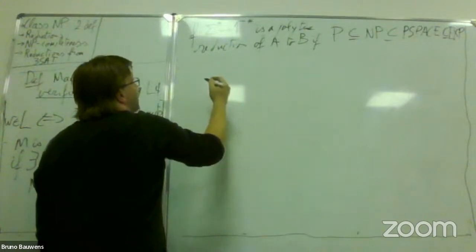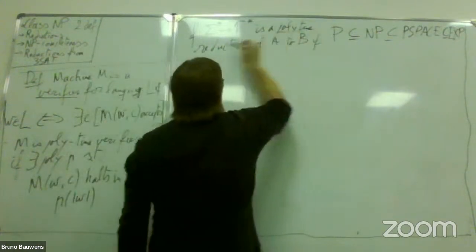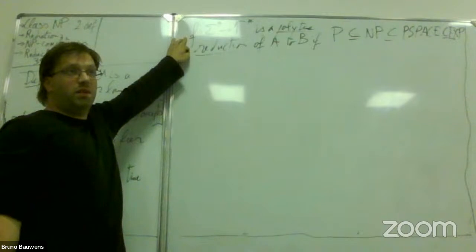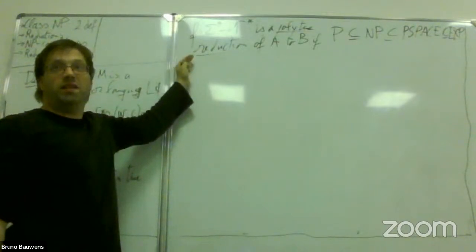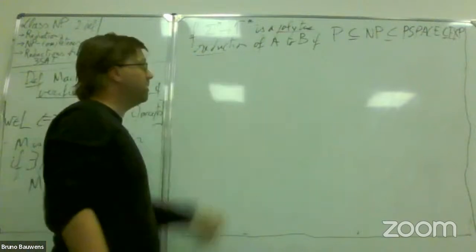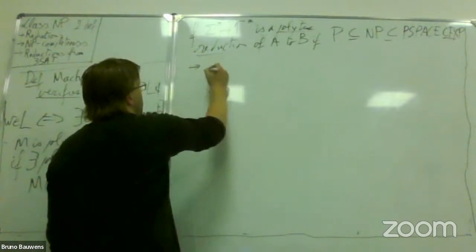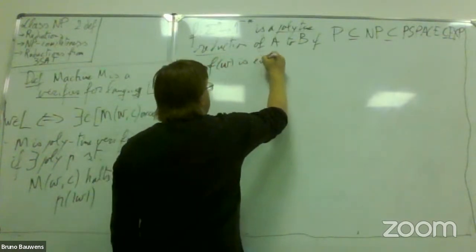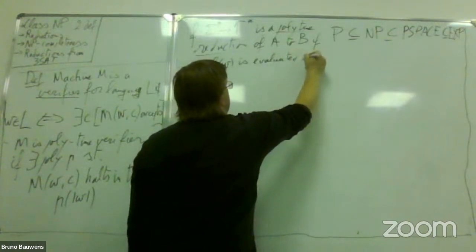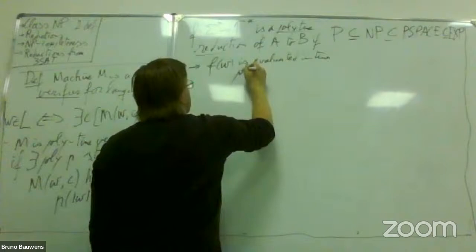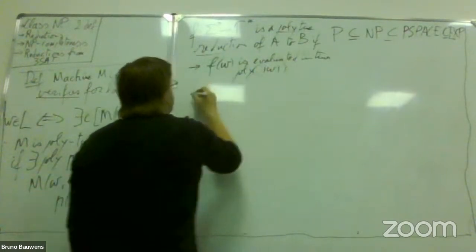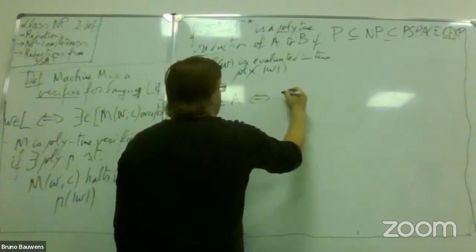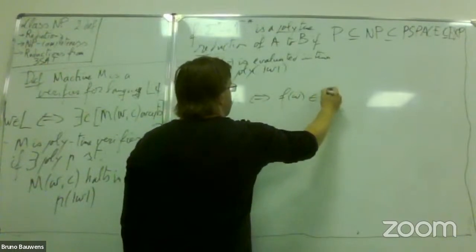So if you can evaluate F in polynomial time in the input length as usual, and if the answers yes or no do not change after applying the reduction. So two properties. First, F of W is evaluated in poly length of W. Second, W in A if and only if F of W in B.